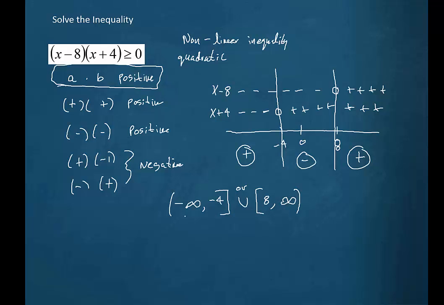So my solution set then would be everything from minus infinity to minus 4, including minus 4, because that would make this product 0. And then everything from 8 to infinity, including 8, because 8 would make this factor 0. And when I multiply it by whatever this winds up being, I would still wind up with 0.